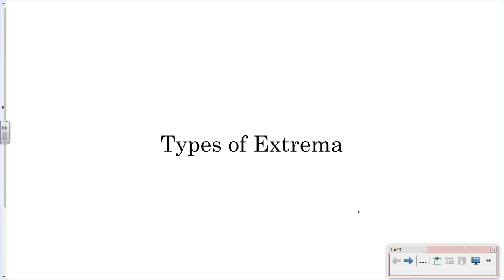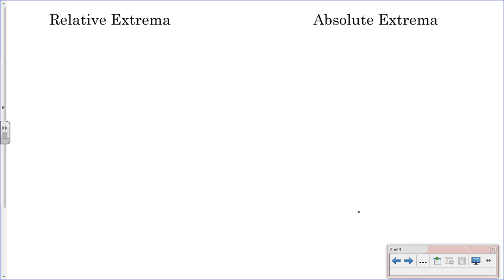Alright, this video is about the different types of extrema. Now there's two types of extrema. There's relative extrema and absolute extrema. The difference is that relative extrema is local. Right? It's relative to what part of the graph you're looking at.